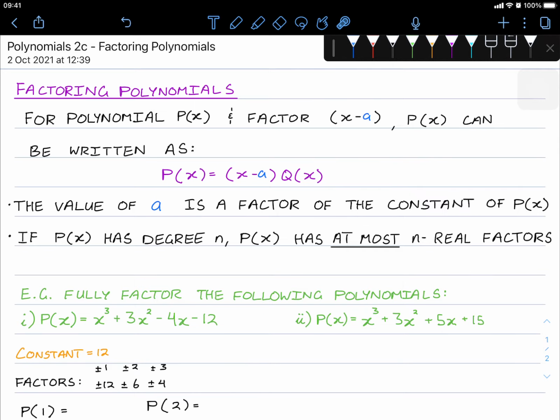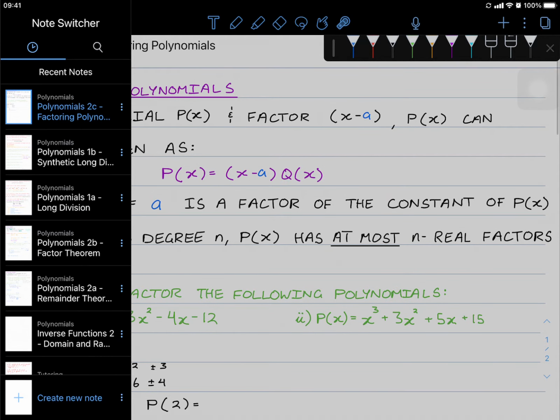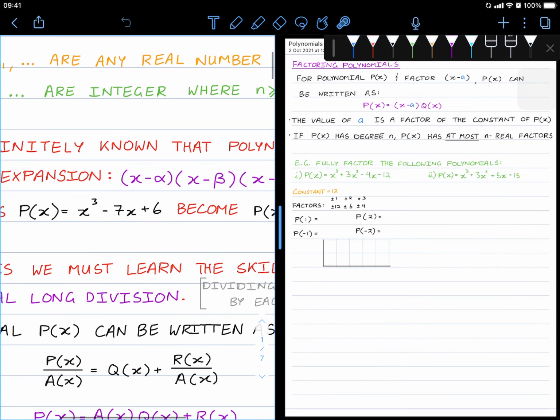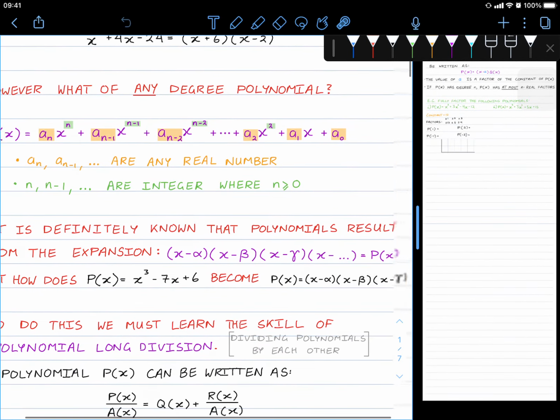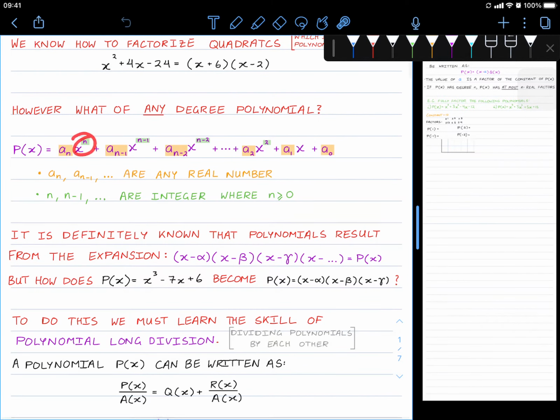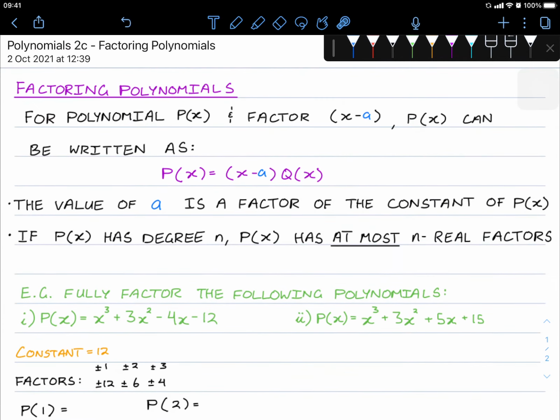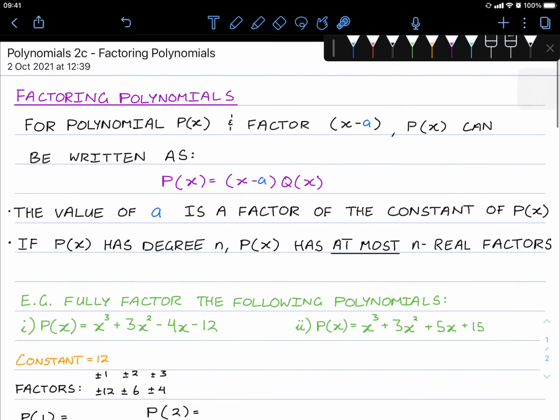Coming full circle to all of this, in the very beginning we asked the question of how it would be possible to factor any polynomial of any degree into, for example, an expression like this. How can we factor it to become something that looks something like this? So this is answering that question now.